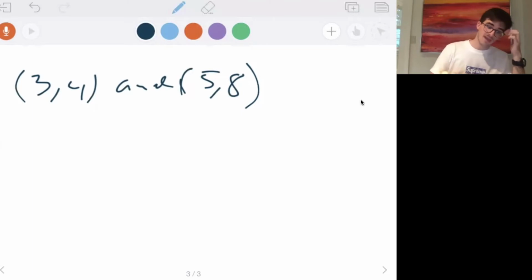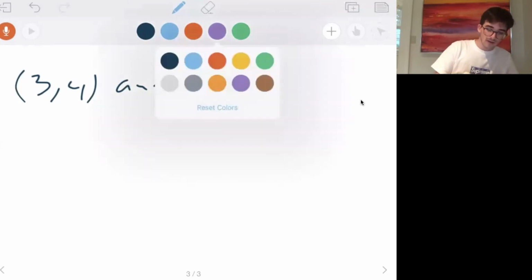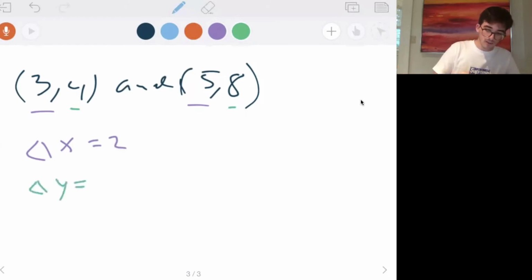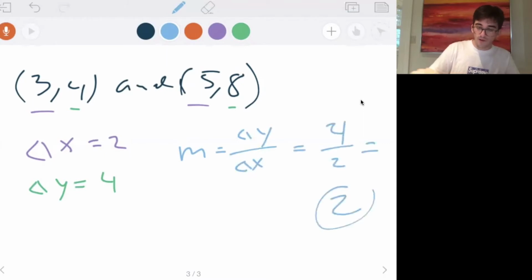All right, so let's start with the x's. We're going from 3 to 5. Since we're increasing, that change is positive. We're going up 2, so our change in x is going to be 2. How about y? We're going from 4 to 8. Again, we're increasing, so our change in y is going to be 4. Put it all together: our slope is change in y over change in x, which is 4 over 2, and that is 2. So here our slope is 2.